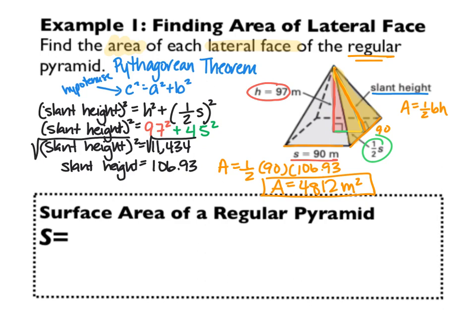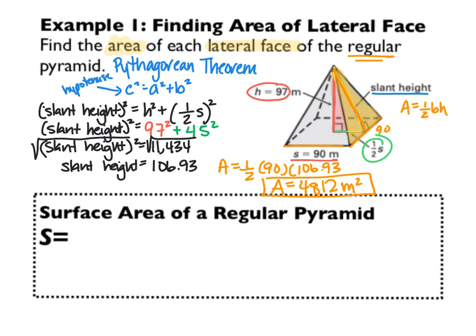As we continue, we're going to need a new formula. This formula is the surface area of a regular pyramid. And a regular pyramid is what we're looking at above here with that square base. What we did above was we found the slant height, and then we used the slant height to find the area of just one of the lateral faces. The surface area would be the area of all of the lateral faces plus the area of the base.